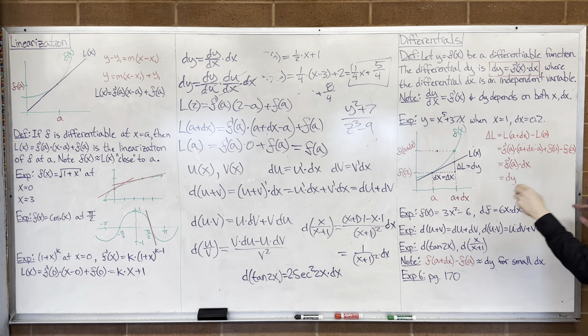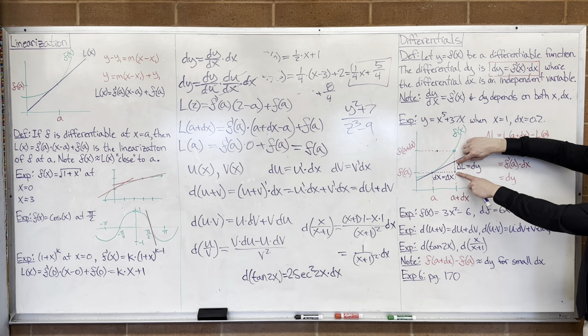So, notice that dy is approximately the change in height, f of a plus delta x minus f of a. That's this height, and it is basically the same thing as dy for small values of dx. dy is this distance. f of a plus delta x minus f of a is this distance. Why are they equal to each other? They're not. They're approximately the same.